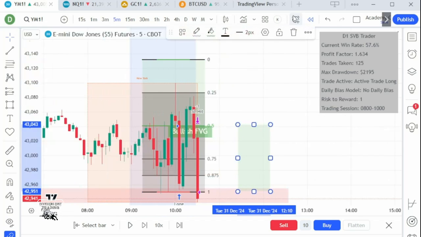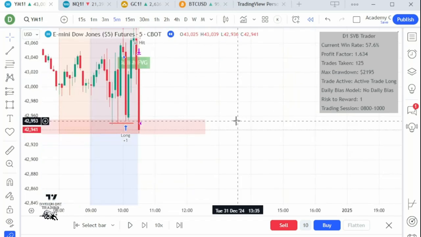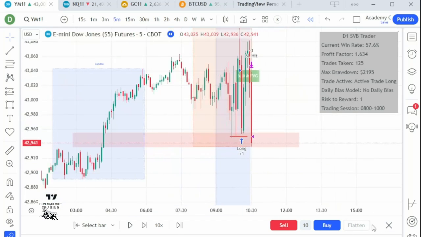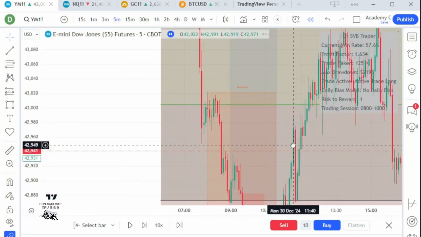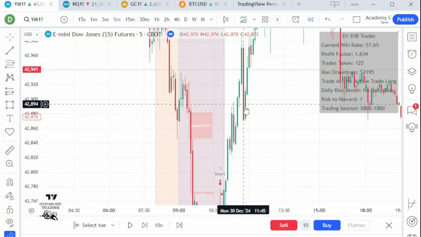So where is the exact optimal point to get in on each setup? I can't tell you, right? The data is going to have to show us that. But this is just a cool way of being able to do that without too much hassle.